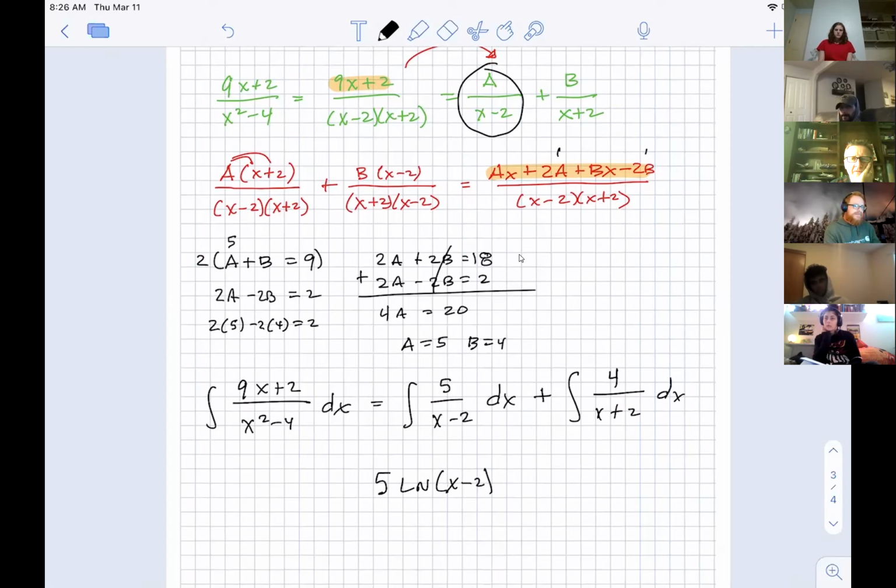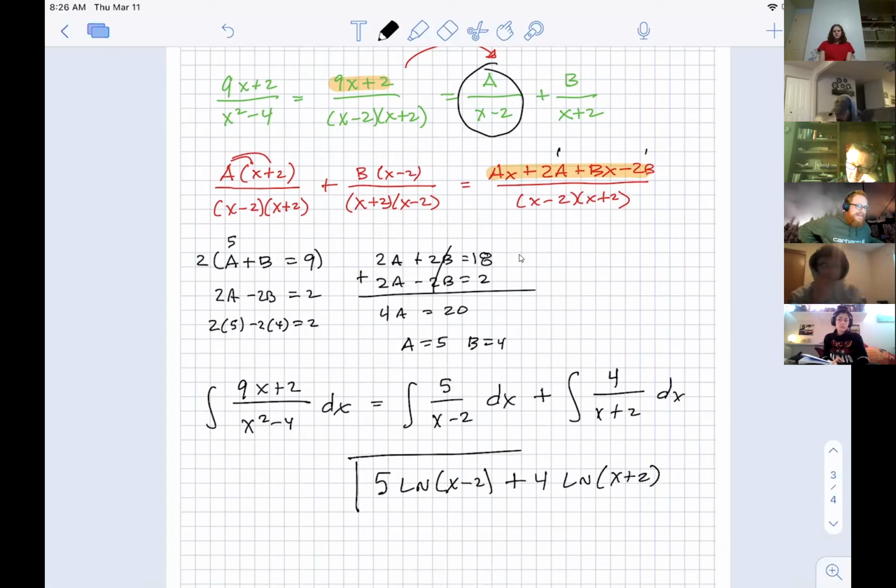It's the integral of 1 over junk. That's the natural log of the junk, as long as there's no derivative. Remember, this works because the derivative of x is just 1. If it had been x squared, this doesn't work because there's more to it. Plus 4 times the natural log of x plus 2. I'm done. Bam.